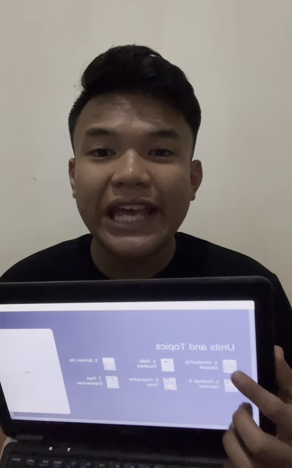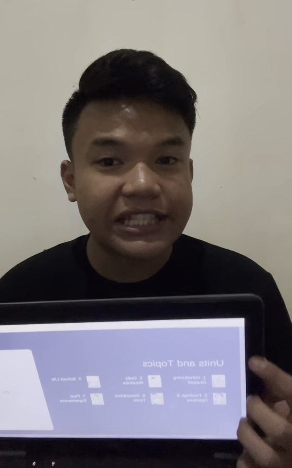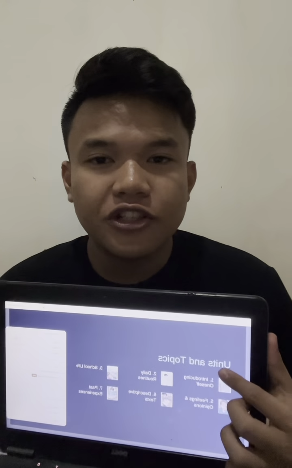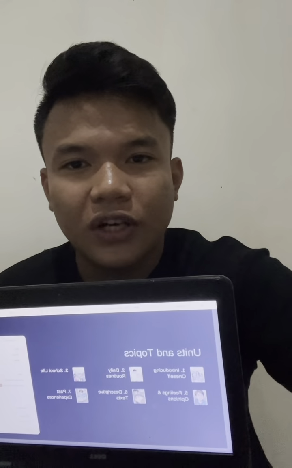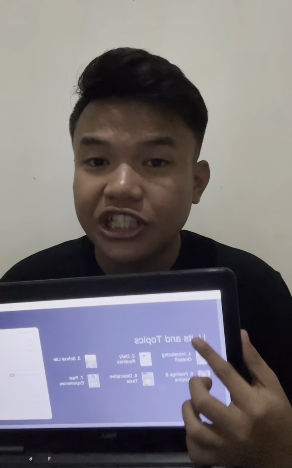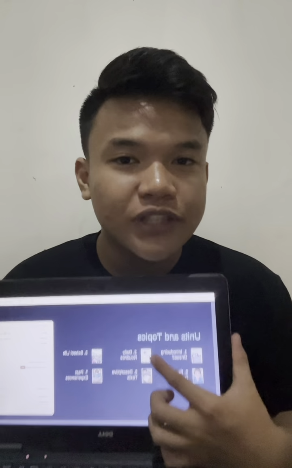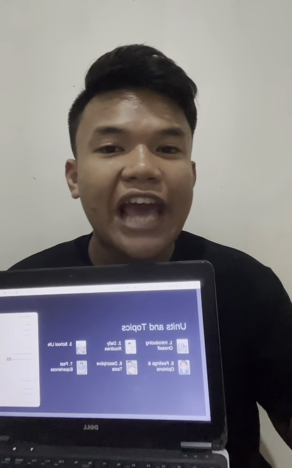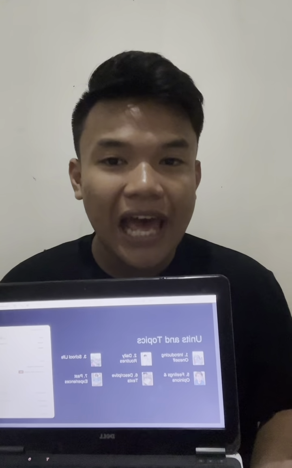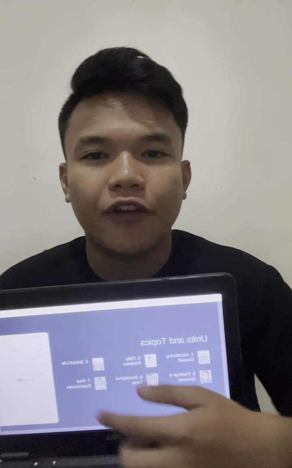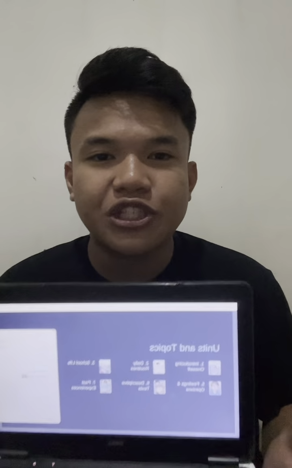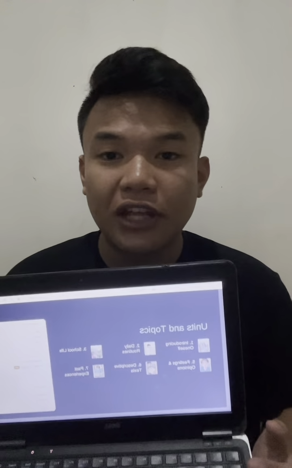This slide shows the 8 units included in the syllabus. The first is introducing oneself, where students learn basic self-introduction skills and personal information. The second unit is daily routines, focusing on describing everyday activities using simple present tense. The third unit is school life, which helps students discuss school subjects, schedules, and experiences.